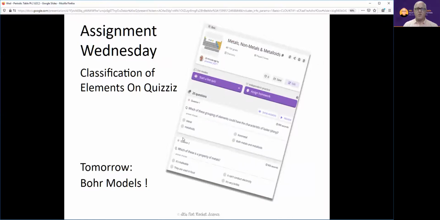Now, this was a little short session, but today you have an assignment. It's classification of elements. You'll find that on quizzes. When you get there, you can do the practice first or the preview, and then you can go and complete your questions. You're more than welcome to use your notes and your periodic table. If you have any questions along the way, message me and we'll get back to you quickly. Remember, all of these slides are on your Google Classroom.